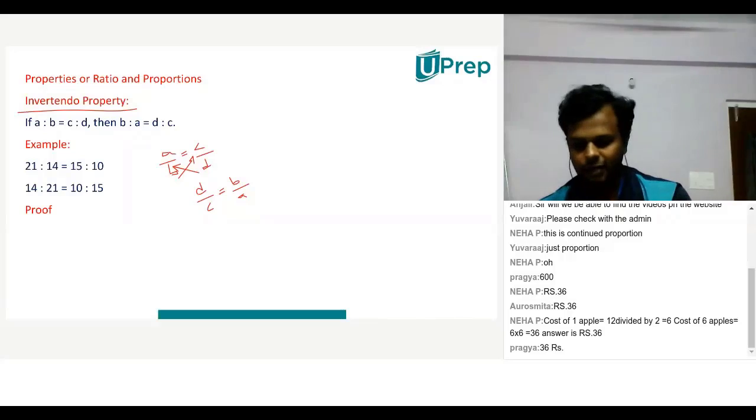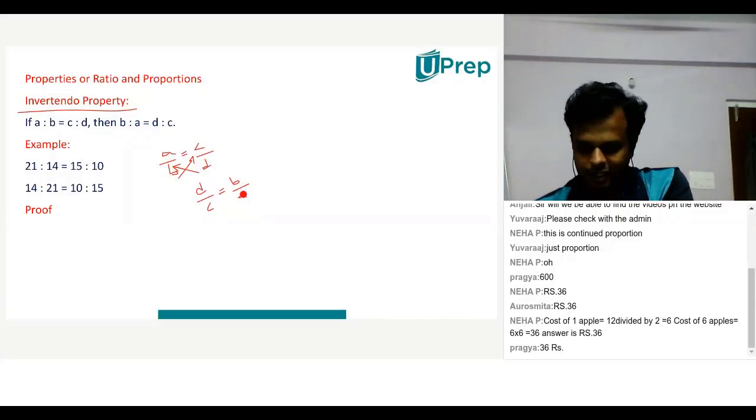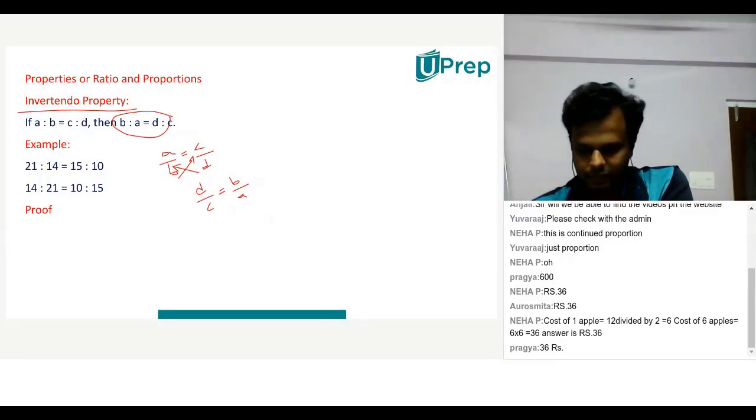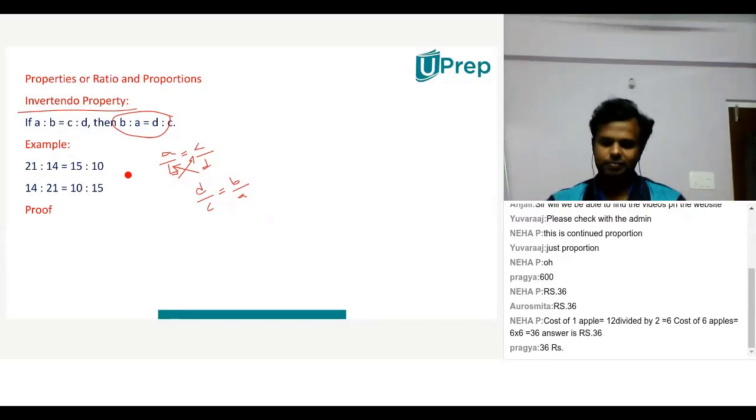So if A by B is equal to C by D, then I can say that B is to A is equal to D is to C. I'm getting this by cross multiplication, children. The ratio is the same thing, but by cross multiplication, I get D by C is equal to B by A. This is exactly what is happening here as well. So we just changed it, right?